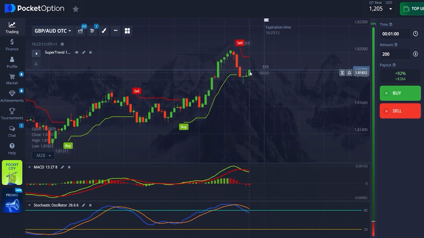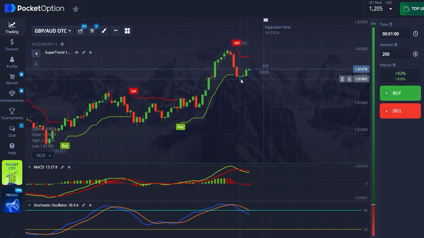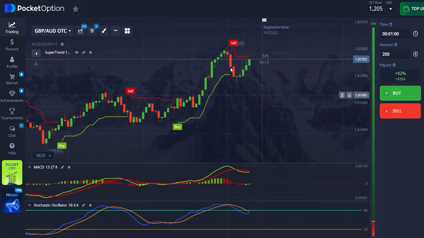So right here I found a reversal of the market towards an upside direction. Though I got a confirmation from my indicators, because the market is saying otherwise, that's the reason why I'm not going to go into the market.